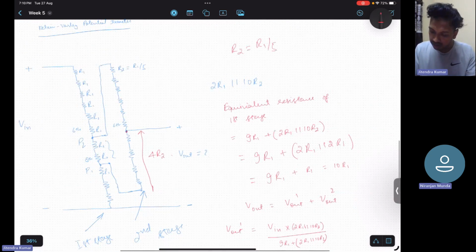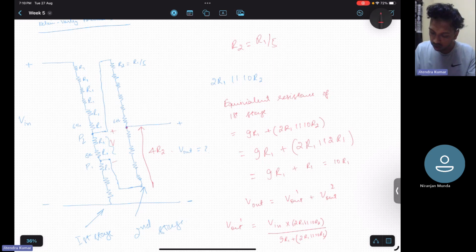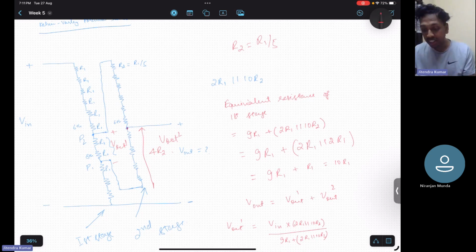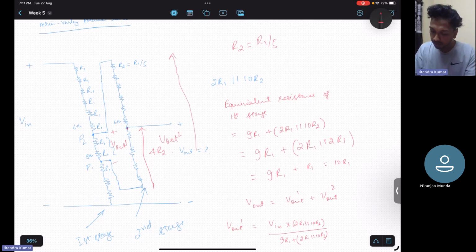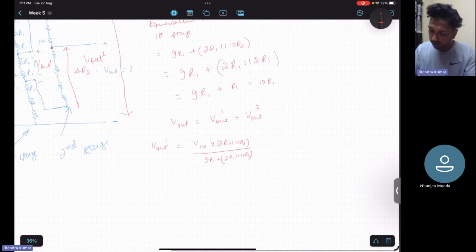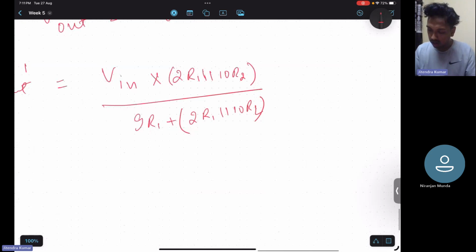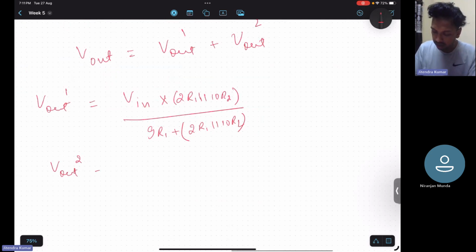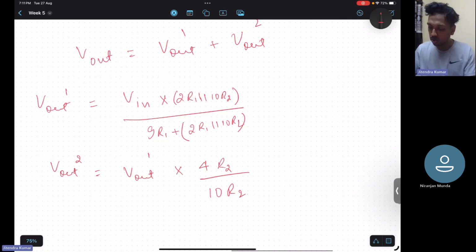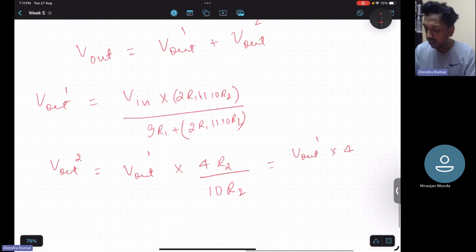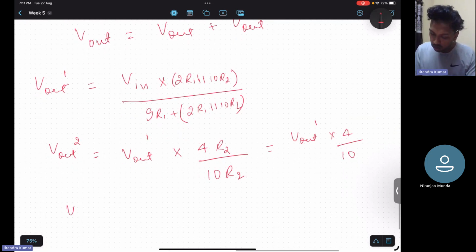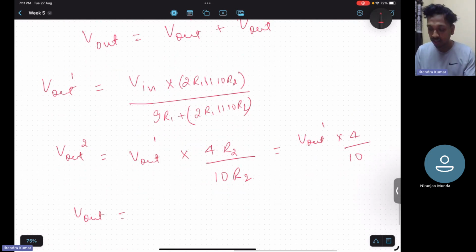Whatever has come out here is V out 1. So V out 2 will be V out 1 into 4R2 divided by the total 10R2. That is straightforward: V out 2 is V out 1 into 4 by 10. So the total output voltage will be V out 1 plus 4 by 10 V out 1, so that is 14 by 10, that is 1.4 V out 1.